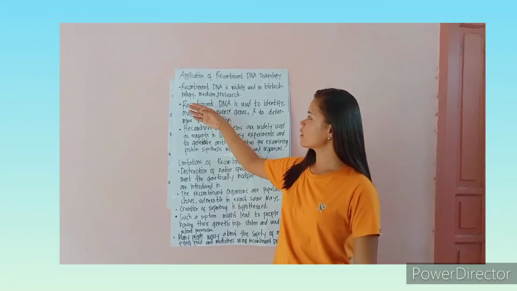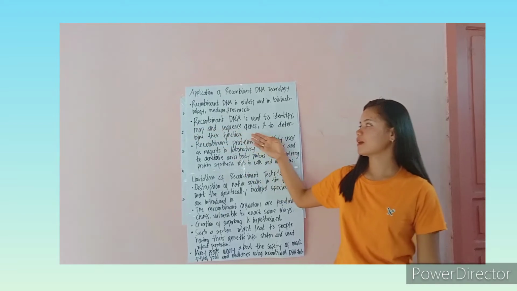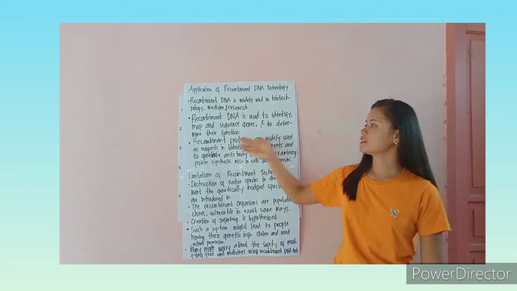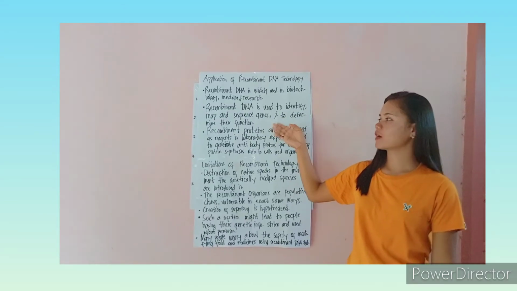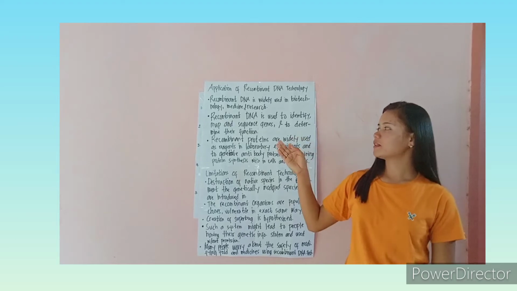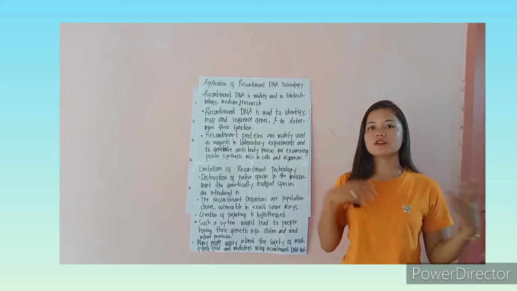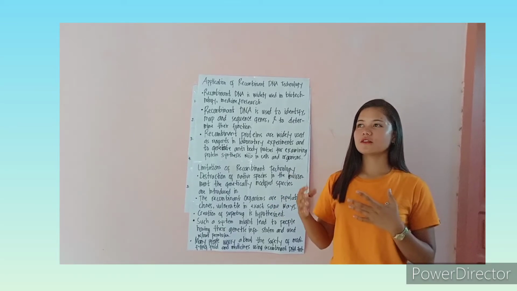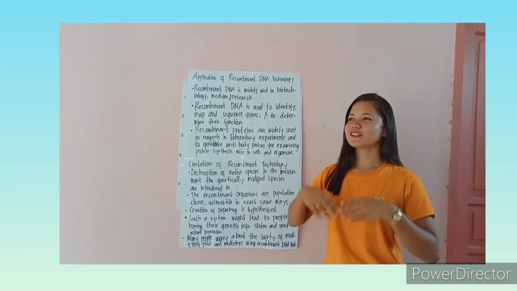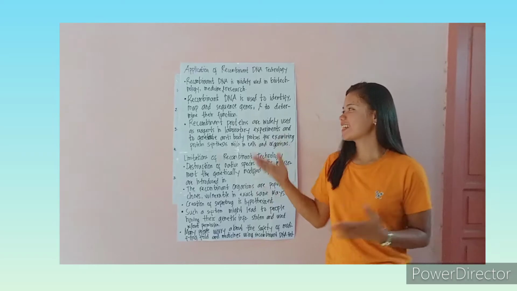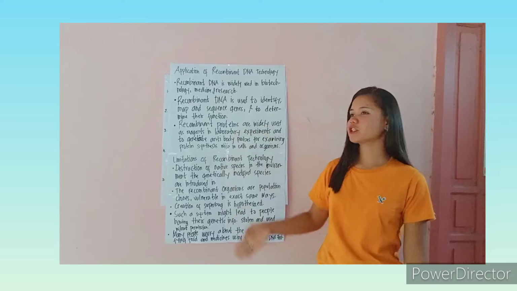Another is that recombinant DNA is used to identify, map, and sequence genes and to determine their function. It is applicable in order to determine the sequence of genes, like the genes of your mother and your father passed on to the offspring, to the next generation. This will also determine the function of the gene.